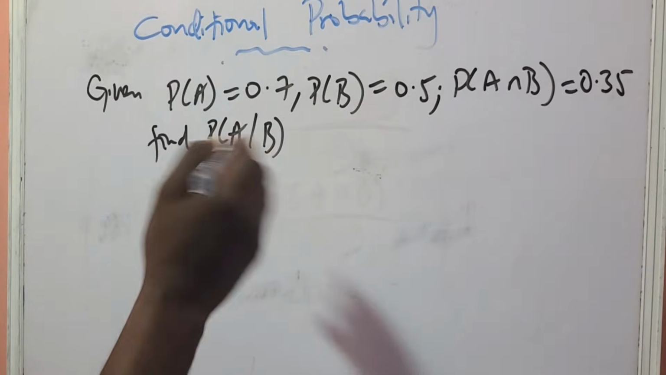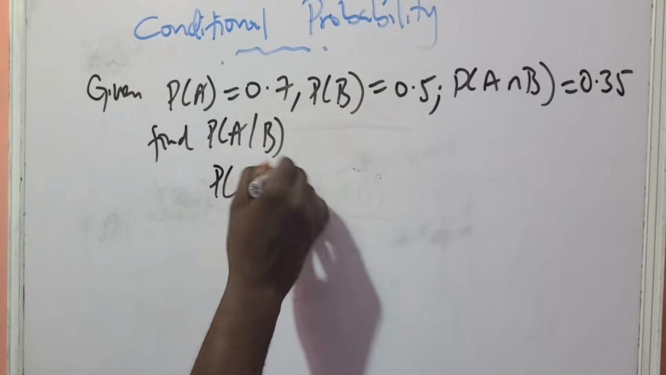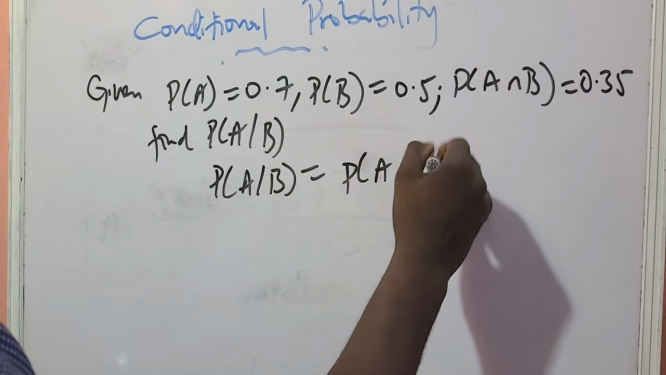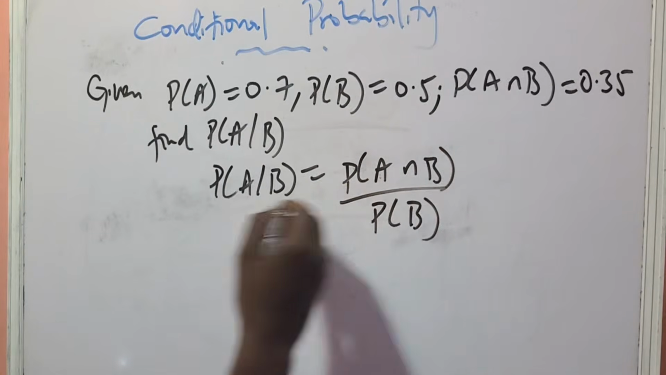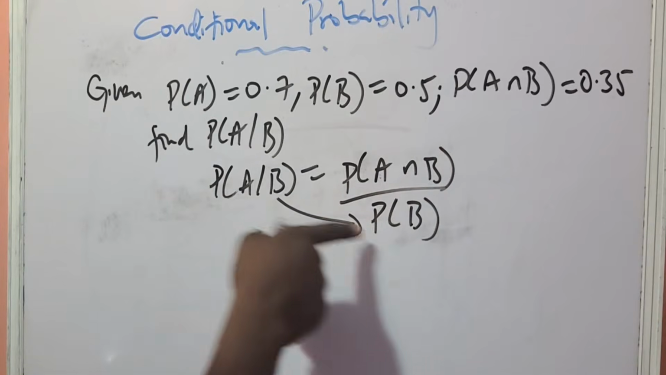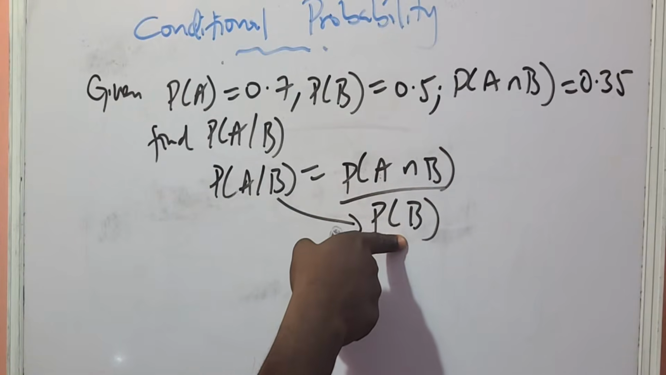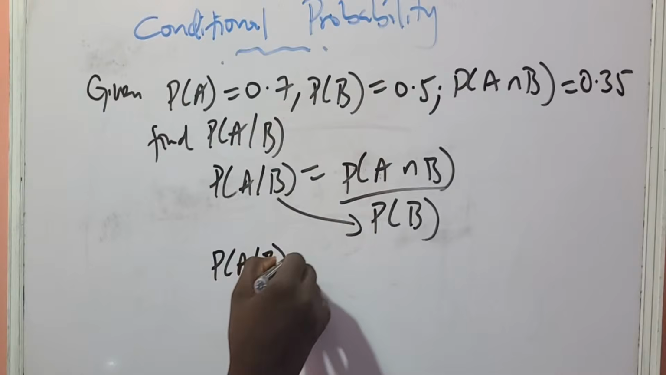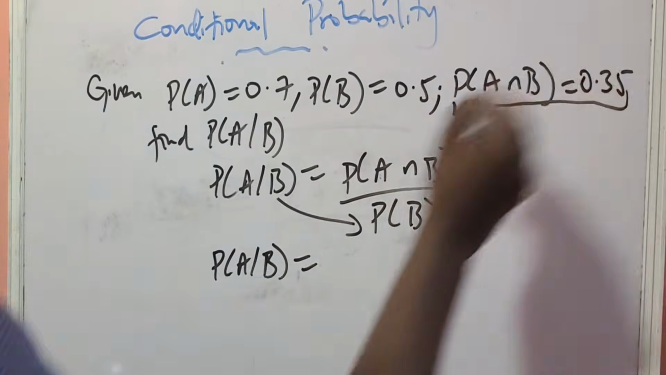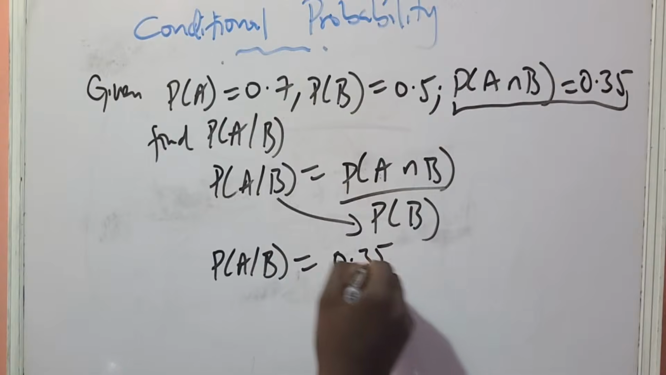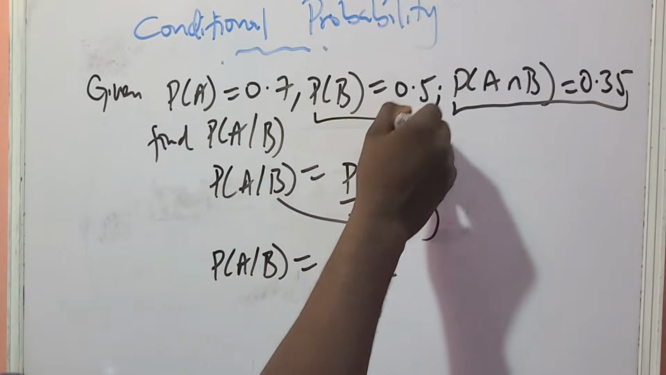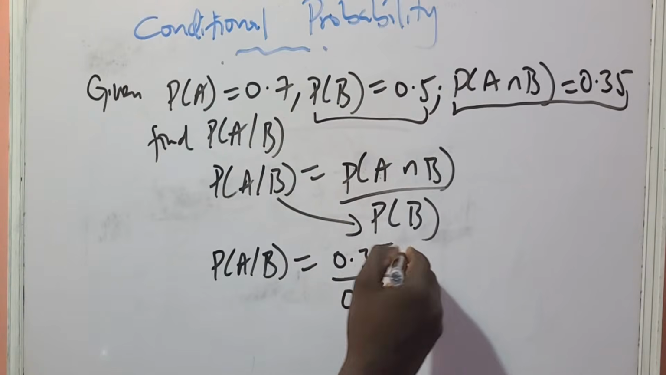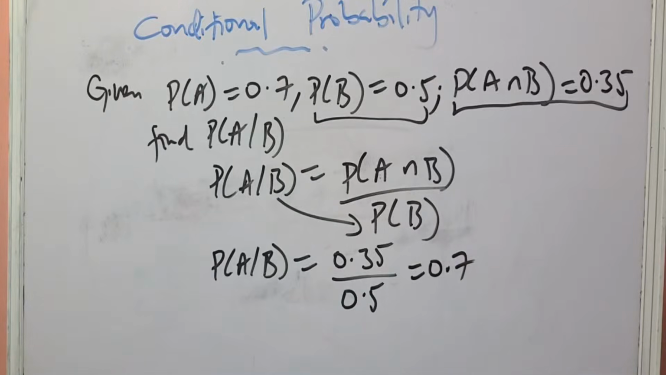Okay, let's solve together. Probability of A given B. We told you already earlier that it's equal to probability of A intersection B over probability of B. I told you already, whatever was given is what you'll be having as the denominator. So for you to have probability of A given B, probability of A intersection B is given as 0.35. Probability of B is given as 0.5. So this would be 0.35 over 0.5, and this gives you a total of 0.7.